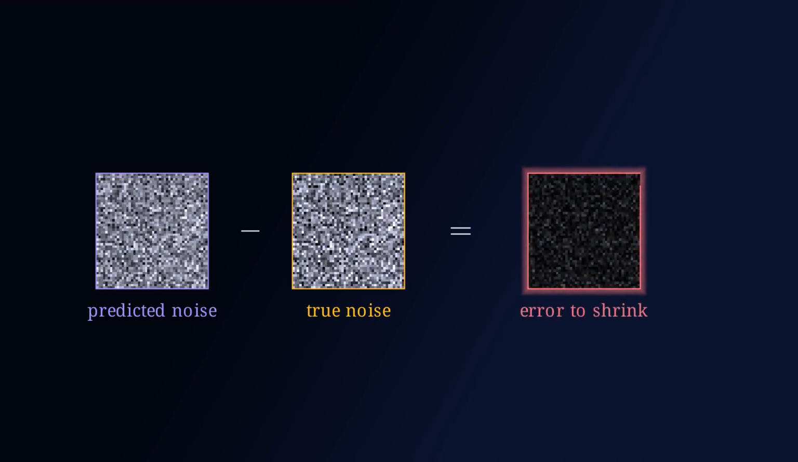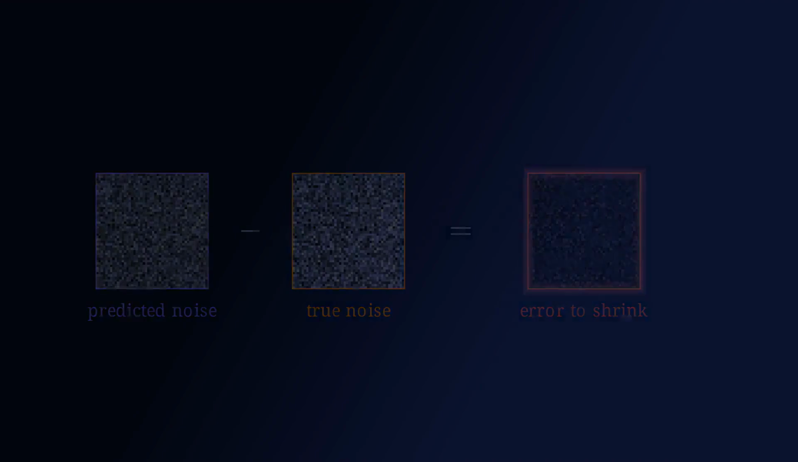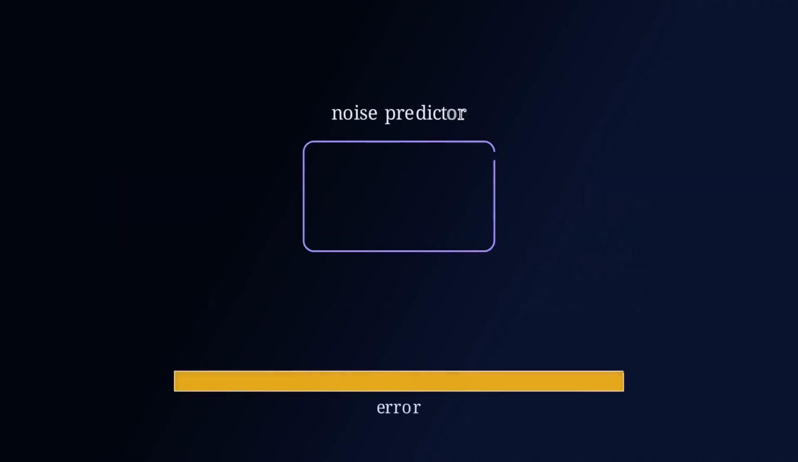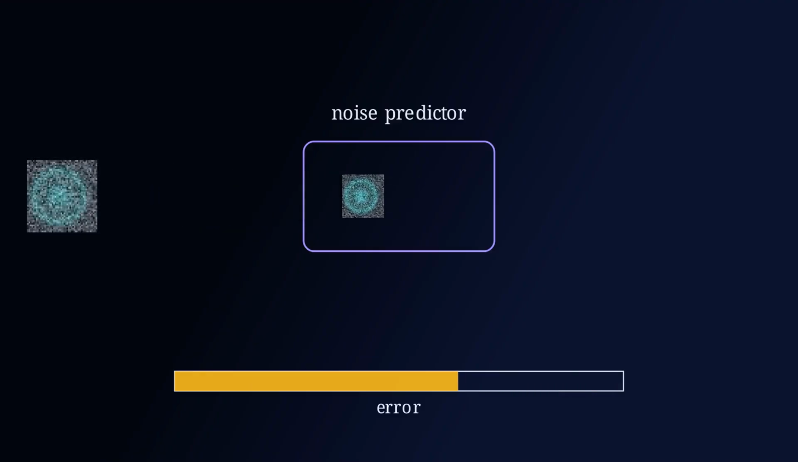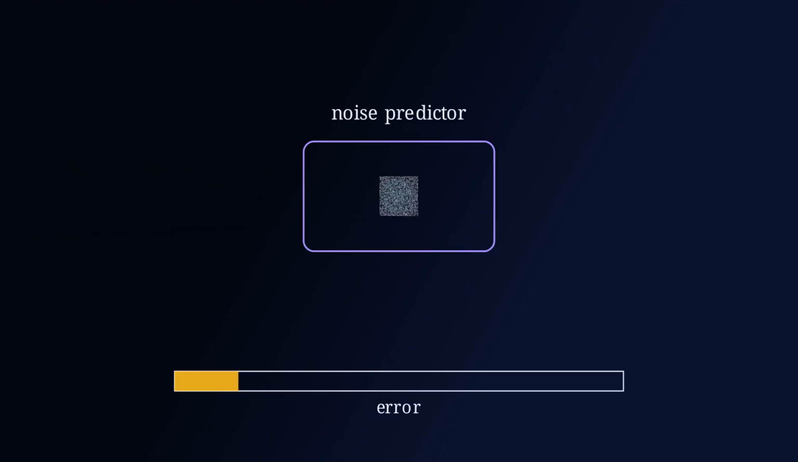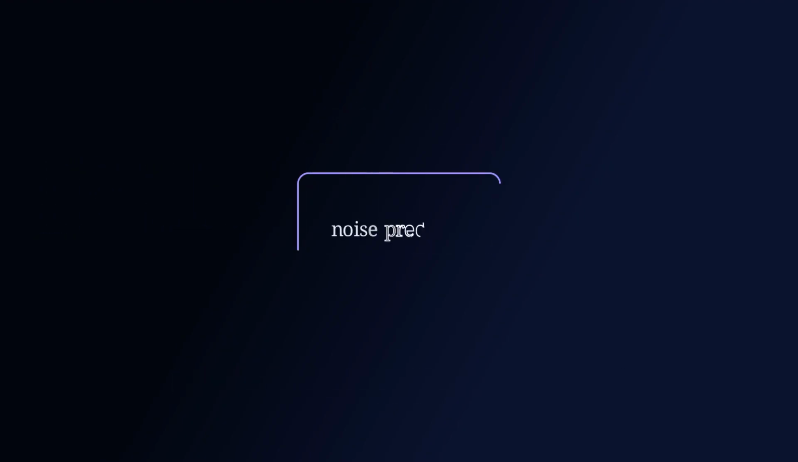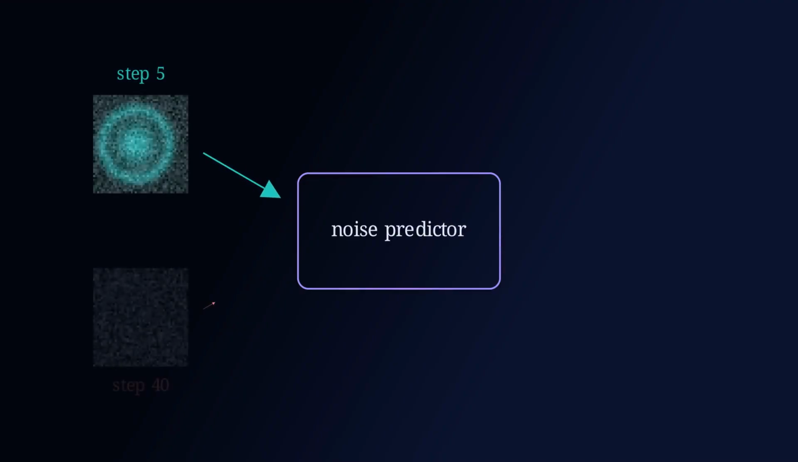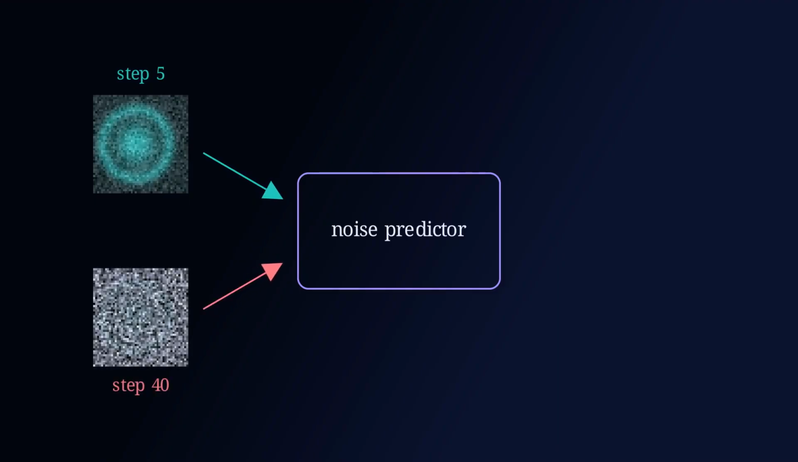The gap between them is the error we want to shrink. We nudge the network's internal dials to make that error a little smaller. Then we do it again with a different image, a different step, a different noise sample, millions of times. One subtle but important detail: we also tell the network which step it's looking at. Noise at step 5 looks different from noise at step 40. Knowing the step is like knowing how deep underwater you are before you start swimming up.